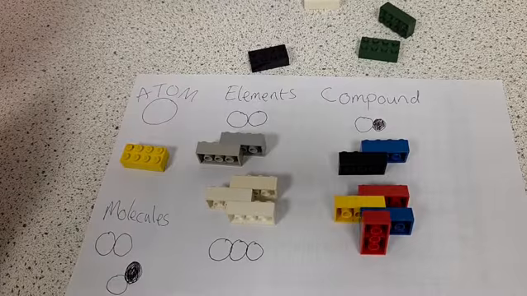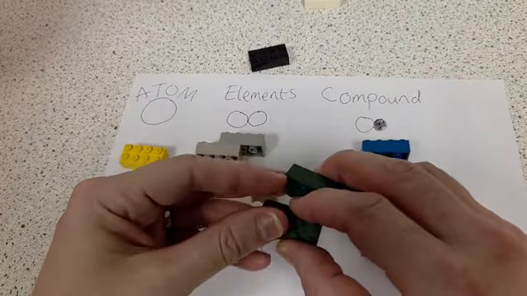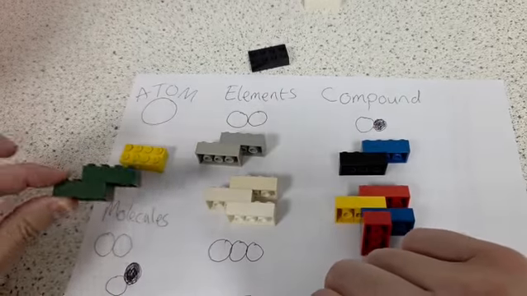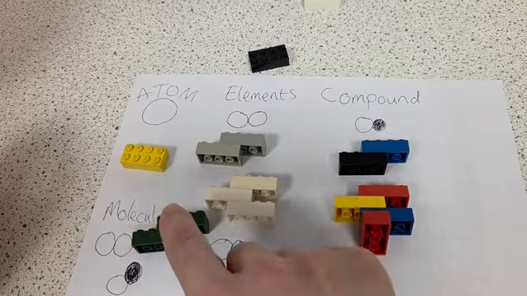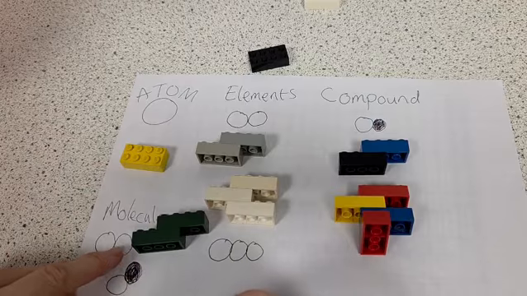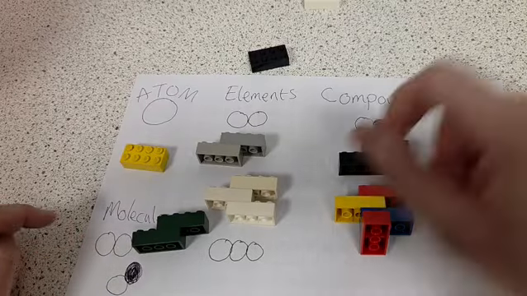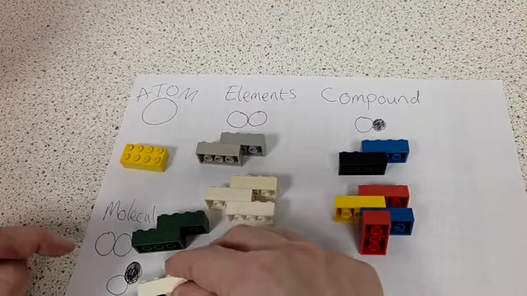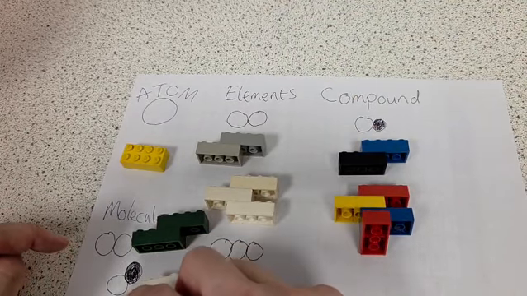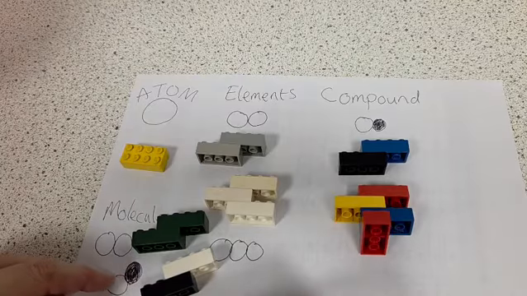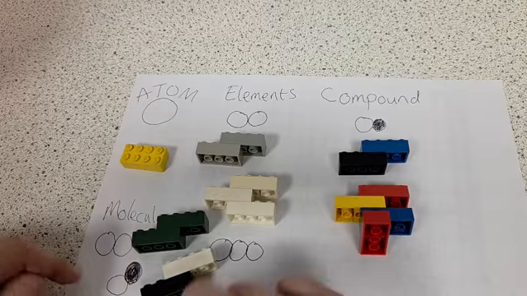Molecules. Molecules are any particle made up of 2 or more atoms. Here I have a molecule of an element. 2 identical colours joined together, just like if we had 2 identical atoms joined together. This is also a molecule, except this time it has 2 different coloured blocks. Just like the diagram here, we've got 2 different coloured atoms joined together.